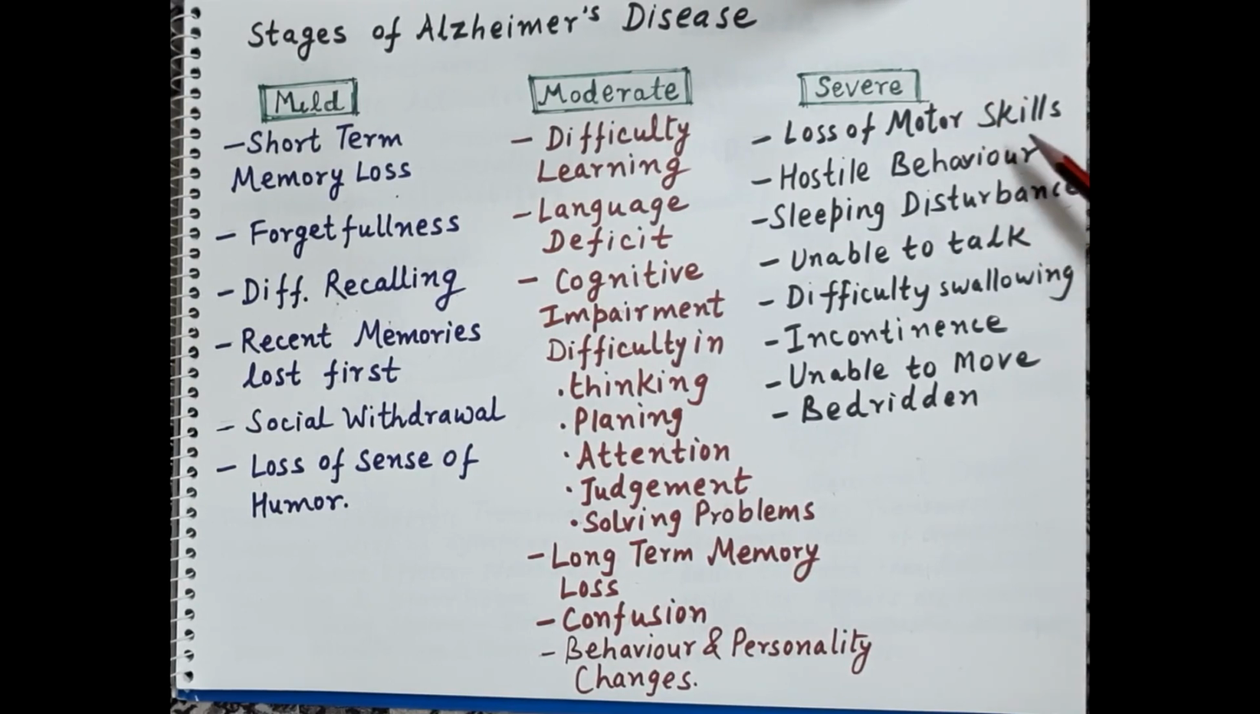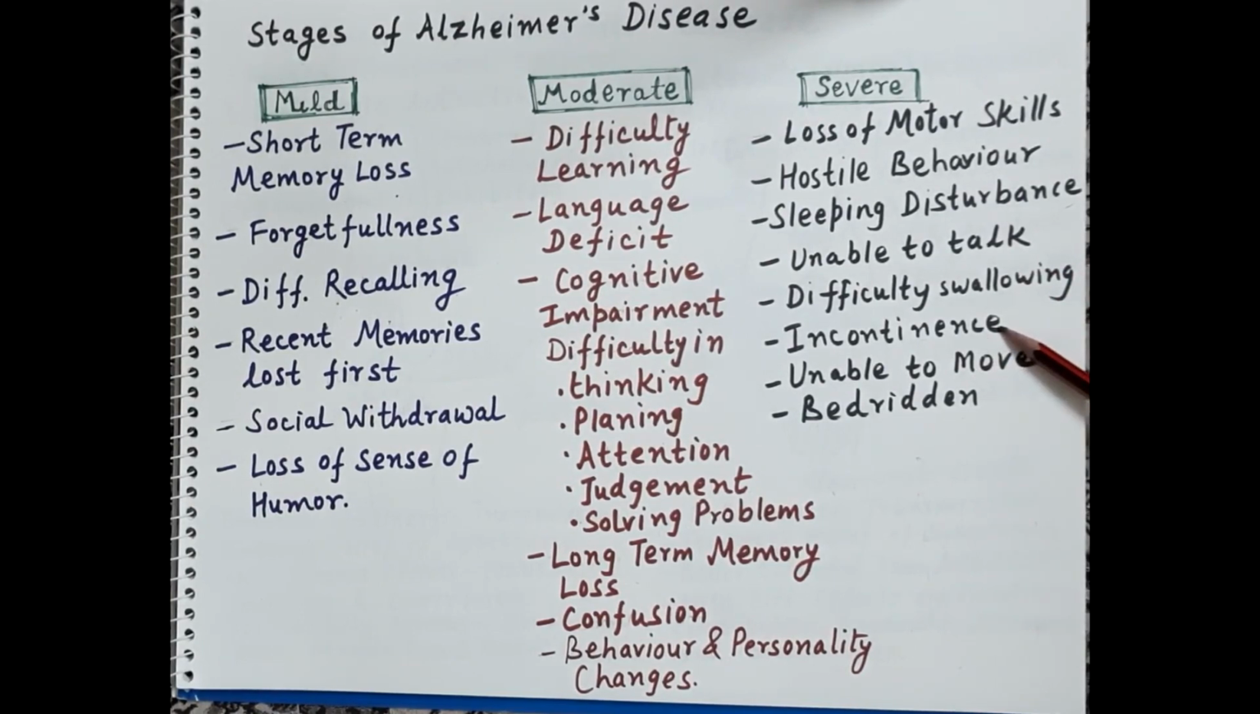Apart from that, there is also loss of motor skills, because apart from the hippocampus and the cerebral cortex, other areas of the brain are also affected because of the progressive neurodegeneration and death of the nerve cells. There is change in the behavior of the patient. The behavior becomes very hostile. Sleeping disturbances are caused, and because of the loss of motor skills, the patient is unable to talk. There is difficulty in swallowing.